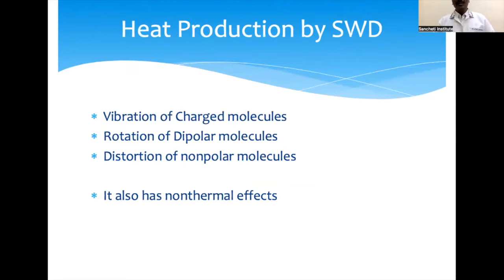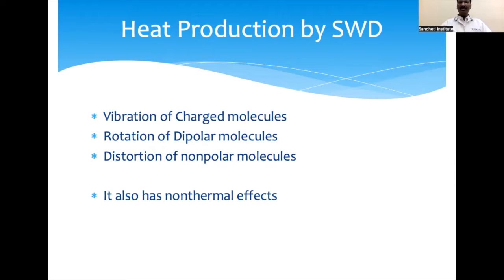Now let us see how the heat is produced in shortwave diathermy. With other superficial thermal agents, we generally transfer the heat by conduction. That means first the electrodes get heated and that heat is transmitted into the tissues. But in contrast, in shortwave diathermy, the heat is not produced in the electrodes, but within the tissue. The heat is produced in the tissue under the influence of the electrostatic field, by three methods. What are these three methods?